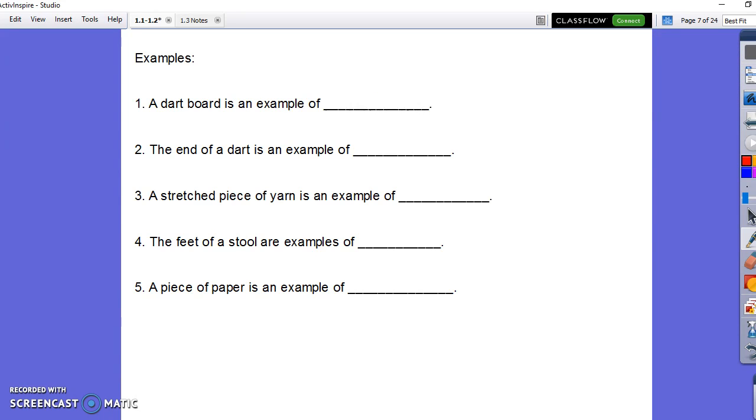All right. Let's go through these examples. A dartboard is an example of what, Logan? A plane. Very good. Hunter, the end of a dart is an example of a... Hunter, think for a second. I throw a dart, it comes in, it does that. What's that?